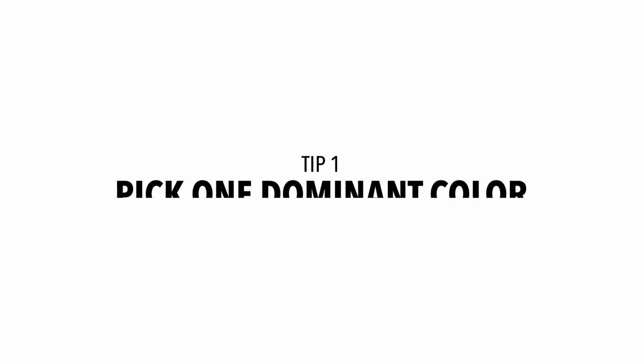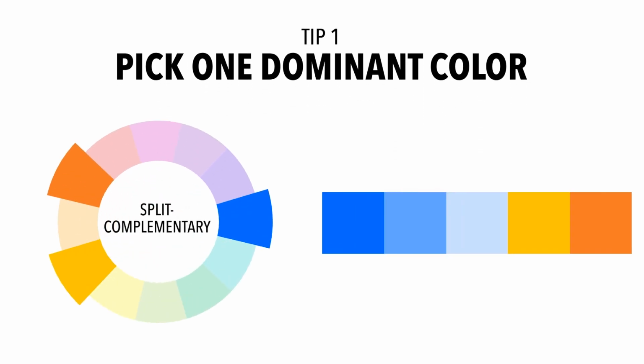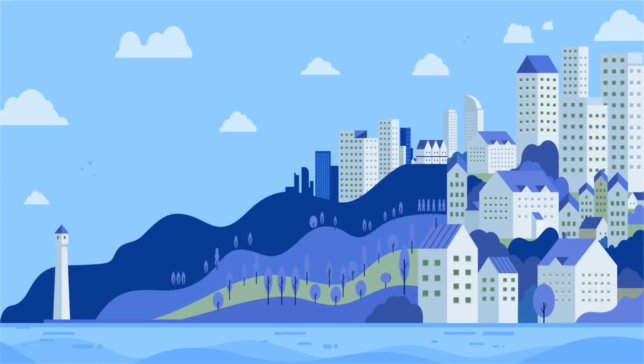Here are some general tips to help you. First, choose one dominant color. No matter which color harmony you use, having a primary color creates balance in your design. From there, use color harmony rules to select complementary accent colors for smaller details.